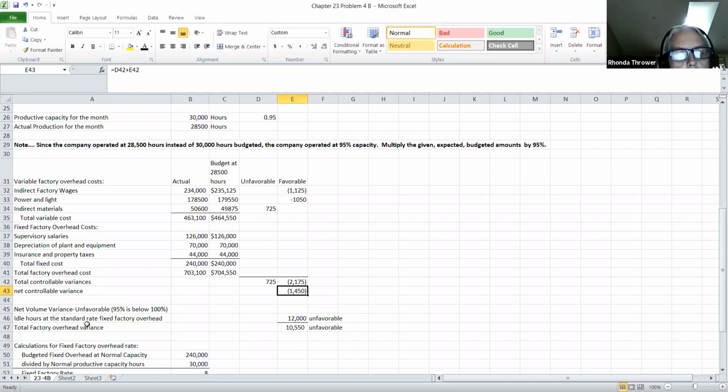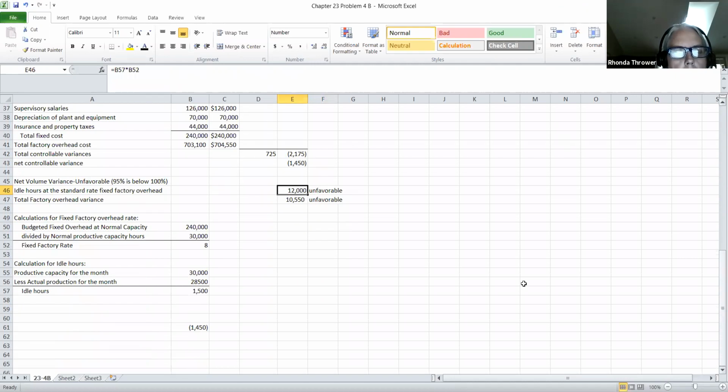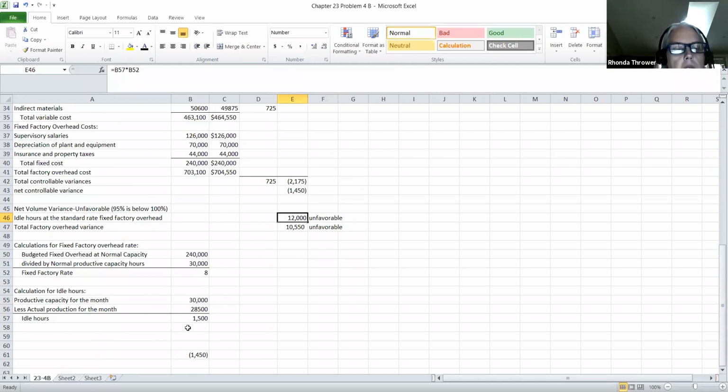And instead of breaking it down like I did in an earlier problem, where you could use that same formula and it works, I went ahead and put the idle hours at the standard rate, and then you multiply it by the fixed factory overhead rate. The idle hours at the standard rate is found in cell B57, I believe it is. So let me scroll on down here.